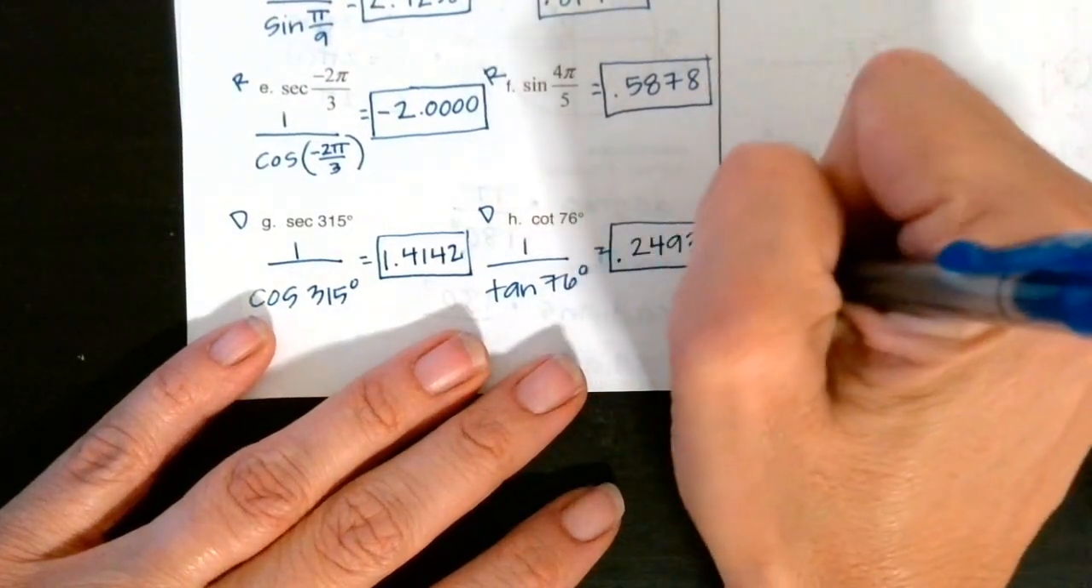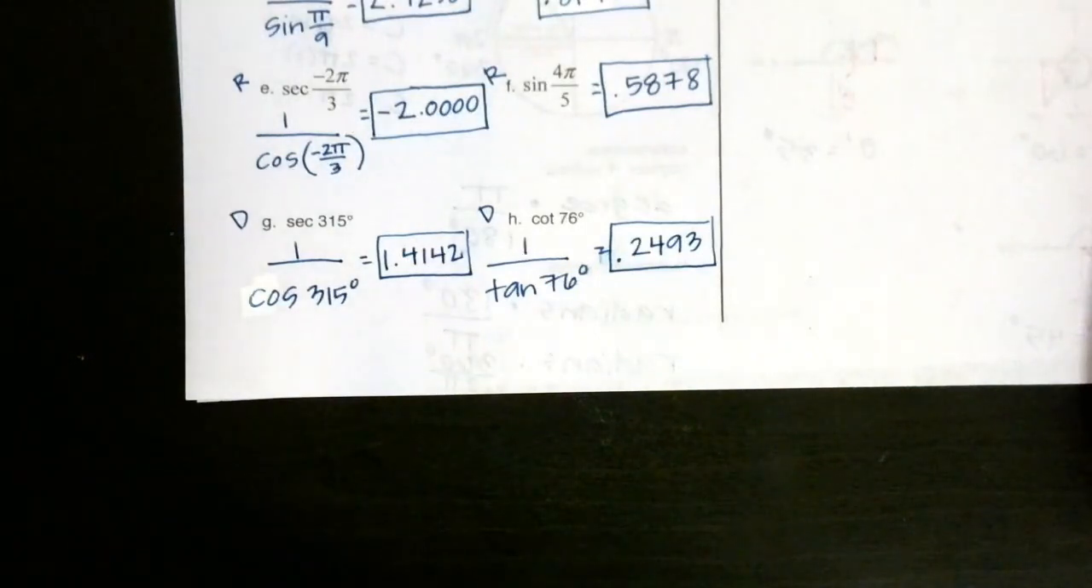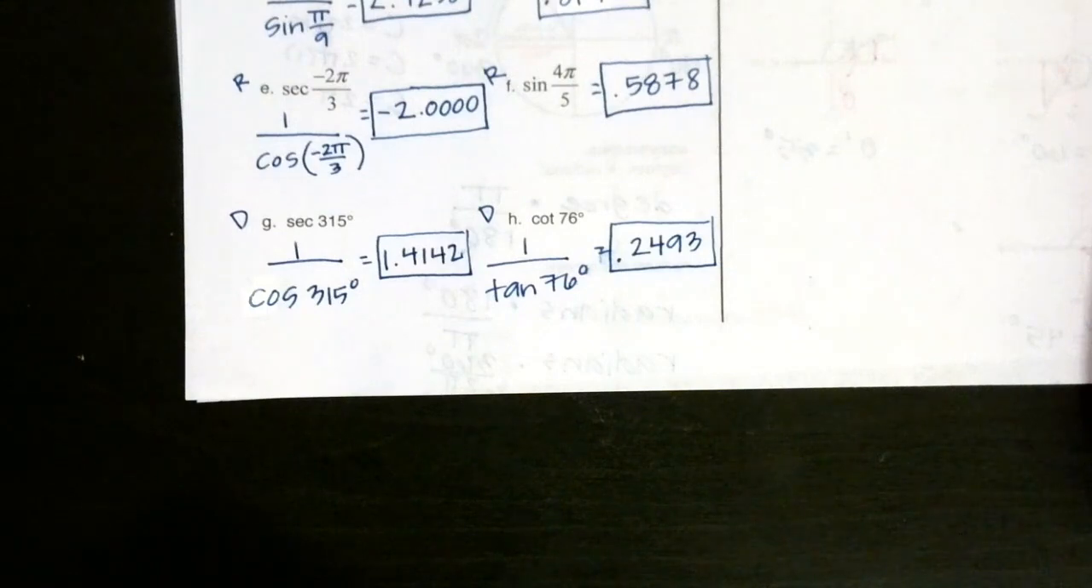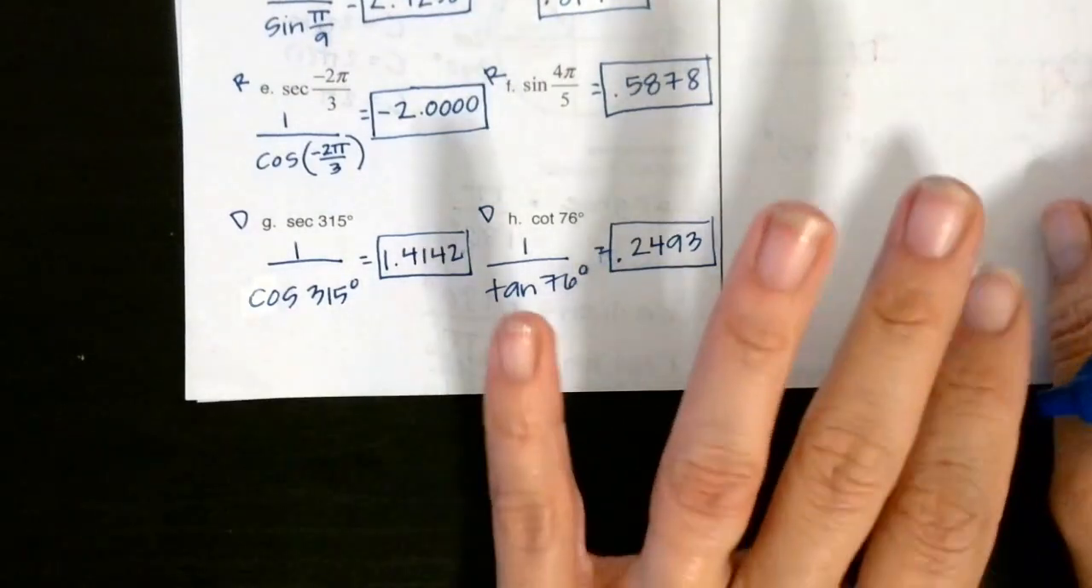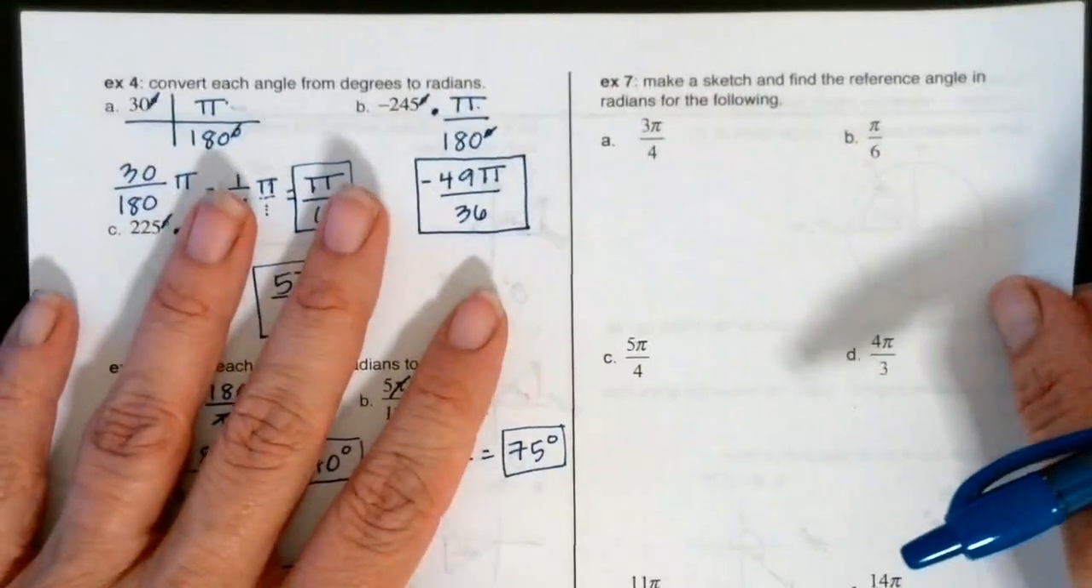Okay, so those were the calculator problems. And now we are going to be sketching angles in radians and then finding the reference angle. So this takes a little bit of practice. I'm not going to go super fast, but you can always pause it so that you can get it down.